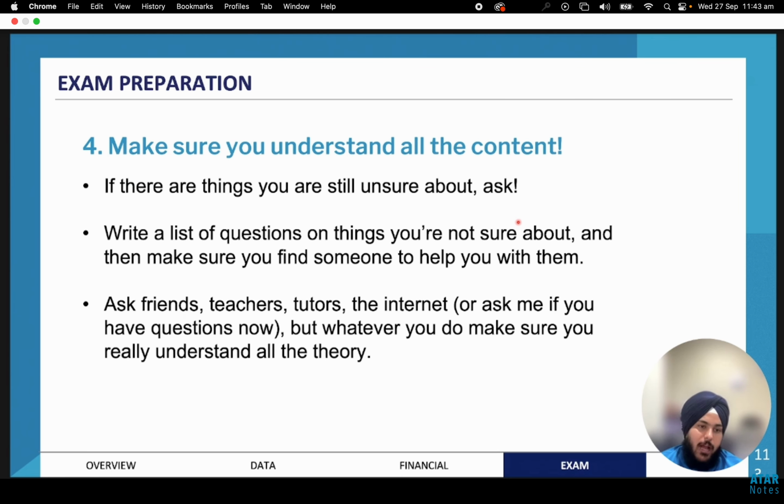Fourth of all, I would say, make sure you understand all the content. If there are things that you're unsure about, definitely ask your teacher, tutors, friends, or watch some of the resources on the ATAR Notes website, which would be really helpful in clearing any doubts you may have, and also really consolidating your knowledge. So if you don't want to start practice exams straight away, you might want to spend some time understanding the content. So doing a few revision sorts of things, going through the content, make sure you're understanding everything.